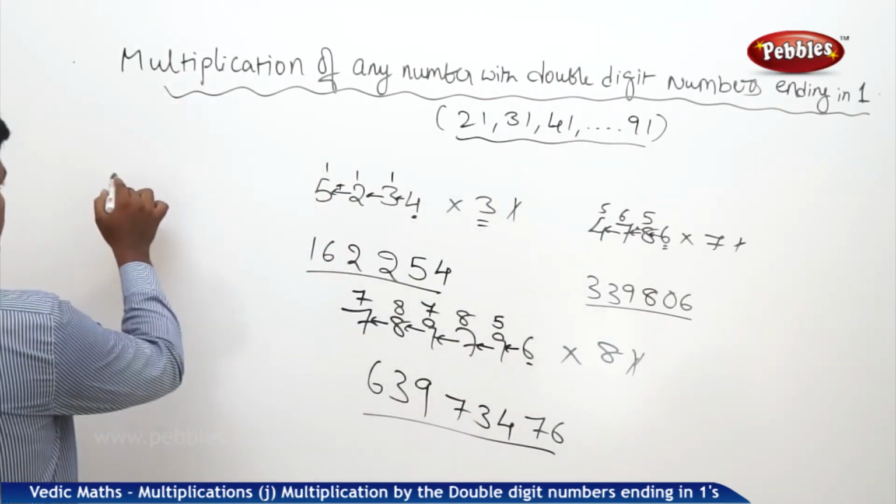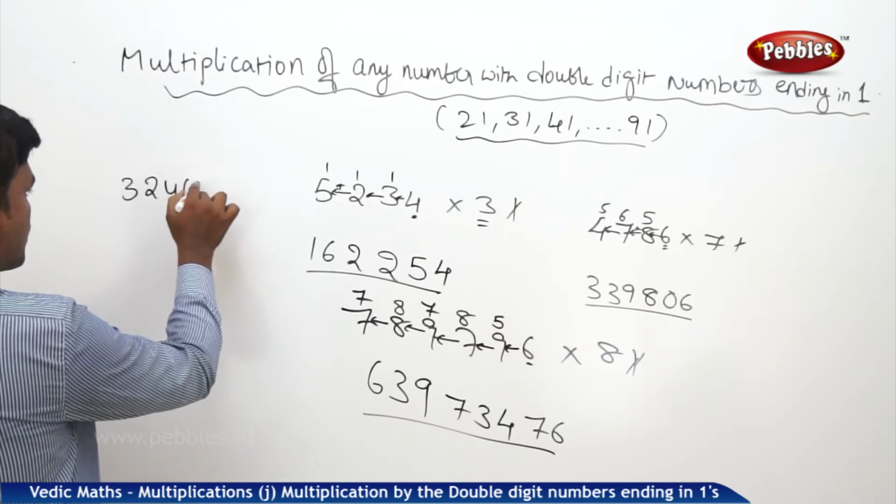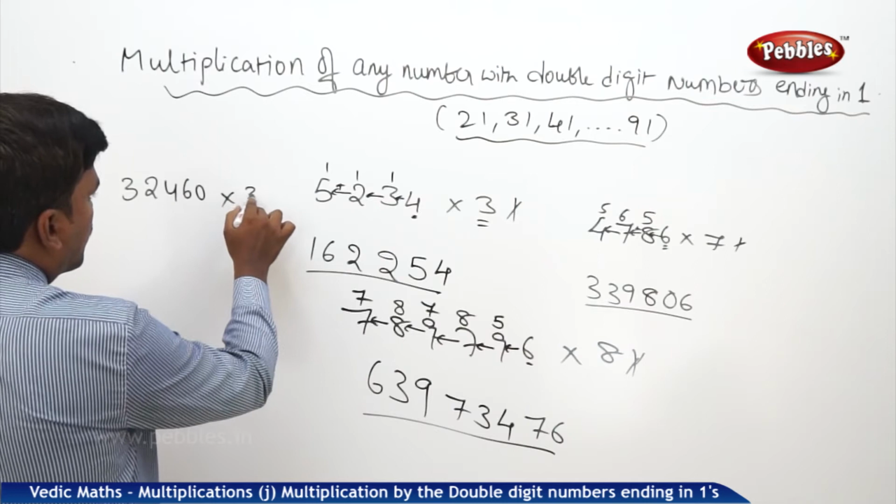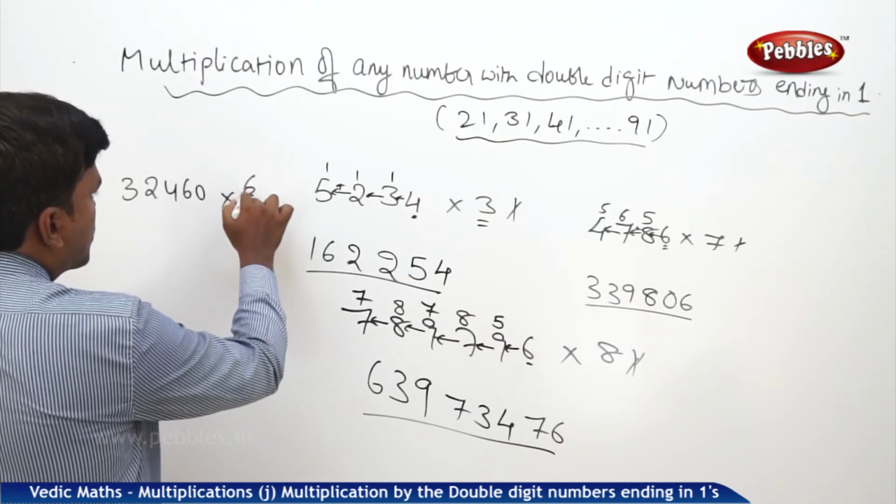Okay, so we'll take one more example here. 32460 into, say, 31, no, not 31, let us take 61.